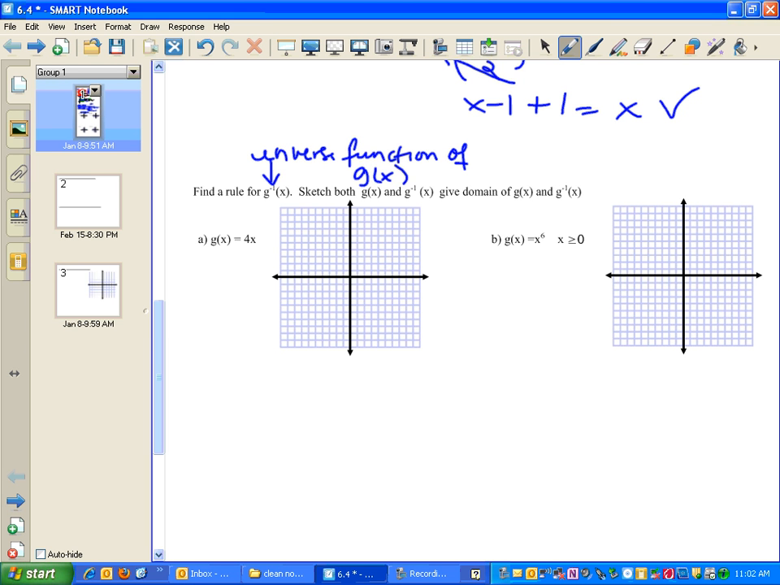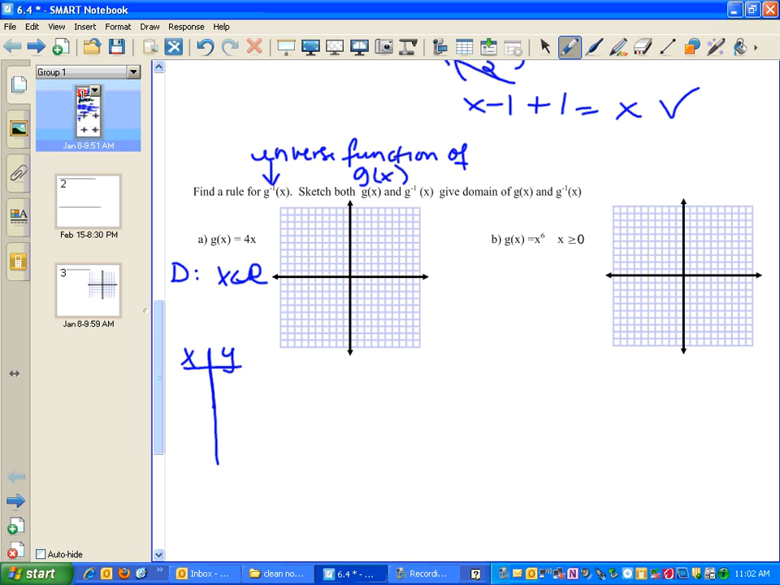If I give you g of x is equal to 4x, let's sketch it. And I want you to tell me what the domain is. What is the domain for 4x? x is an element of the reals. This is a graph of a what? A line, all right?